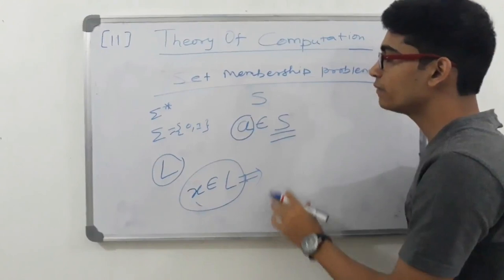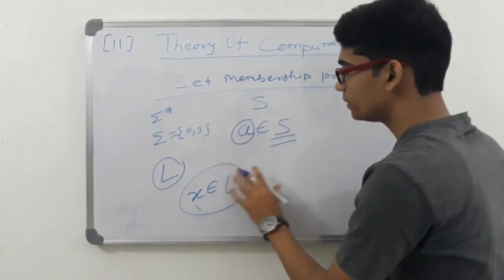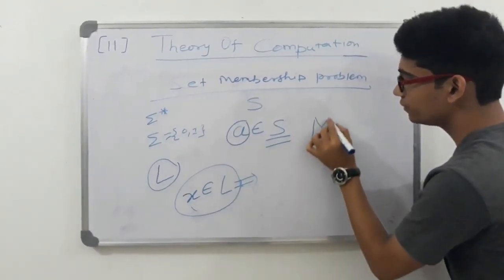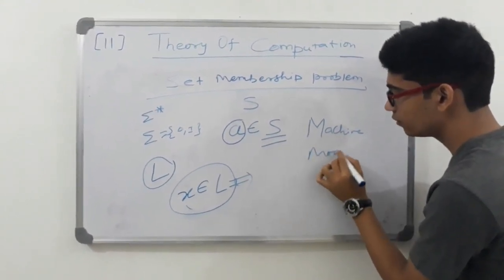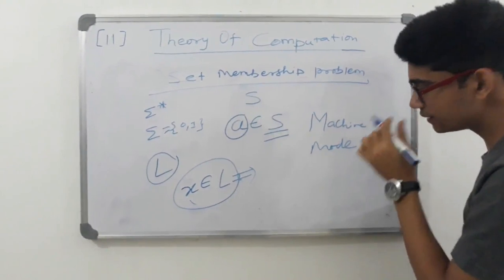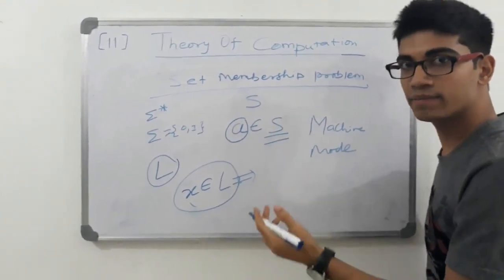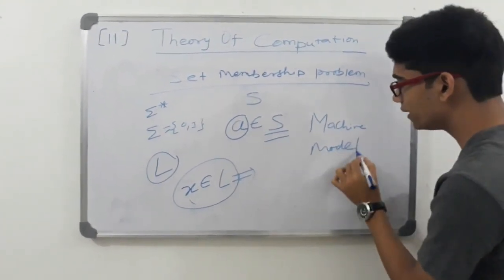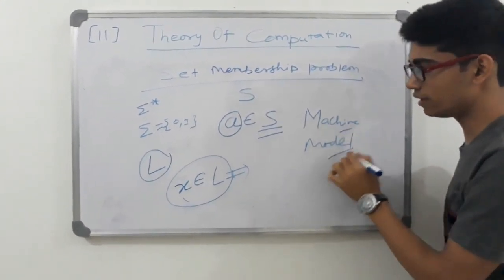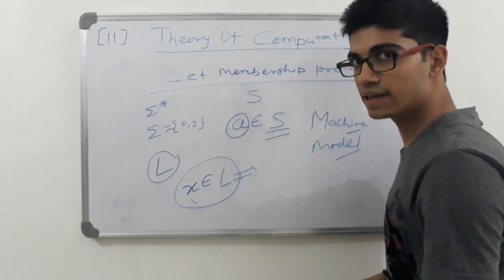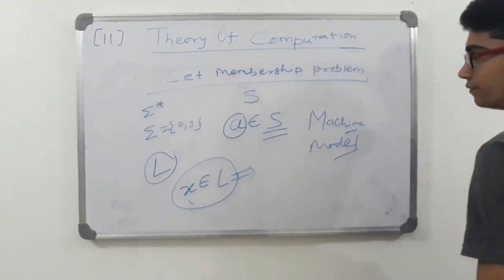Now we will design a simple machine, and when I talk about a machine, I mean a model. When I talk of a machine, it doesn't mean any machine like a lathe machine or something. It is basically a model, and we will see how we are doing this. What is a machine, what is a model? Now let us consider an example, and the idea will become clear.